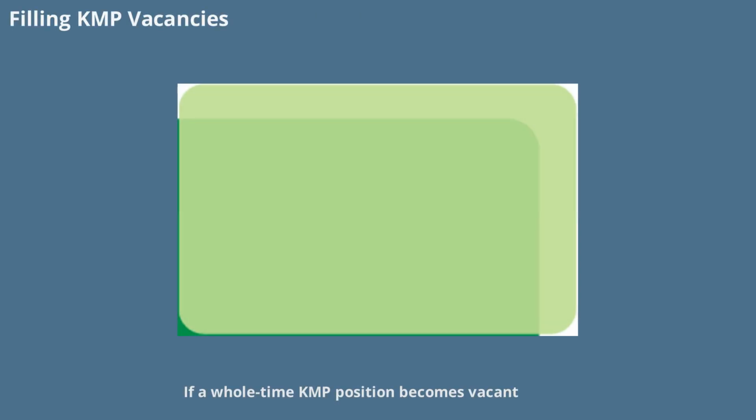If a whole-time KMP position becomes vacant, the board must fill the vacancy within 6 months. This ensures that key leadership roles are not left unfilled, maintaining stability and compliance in company operation.